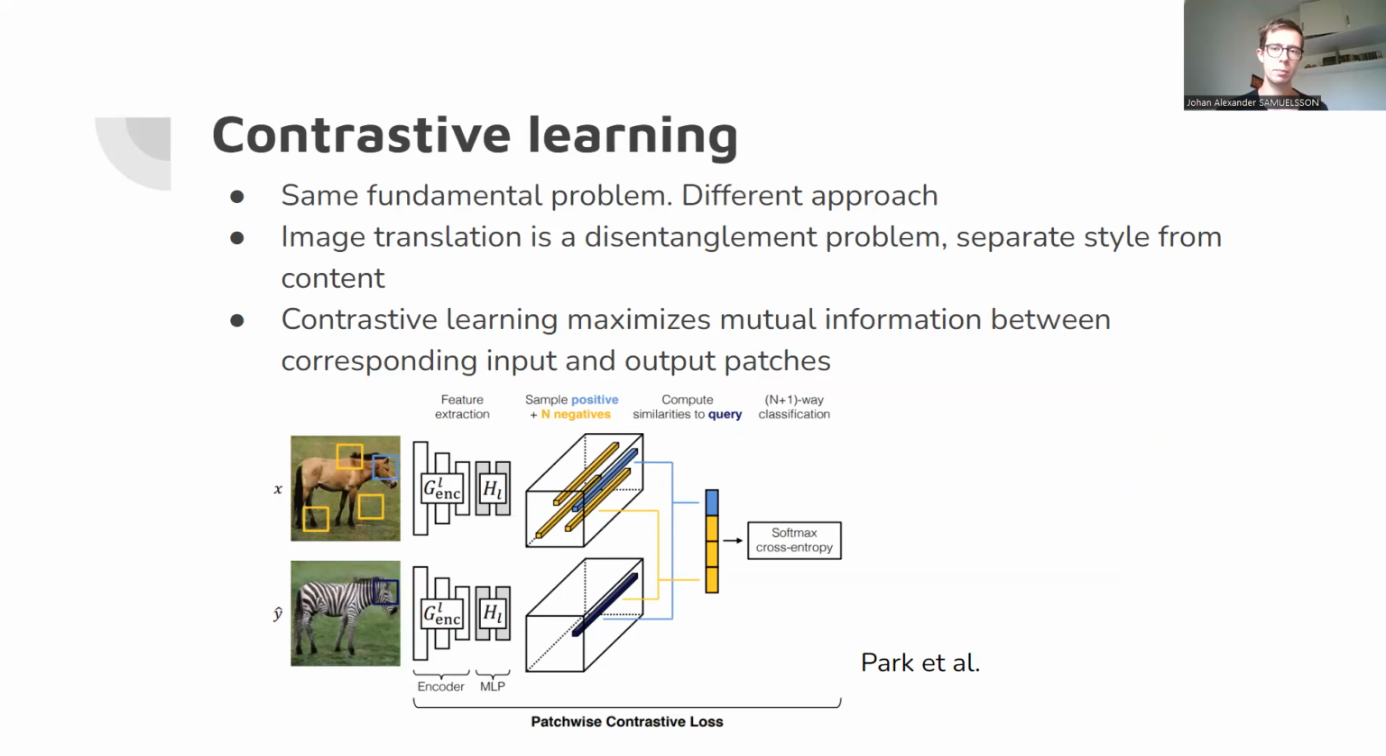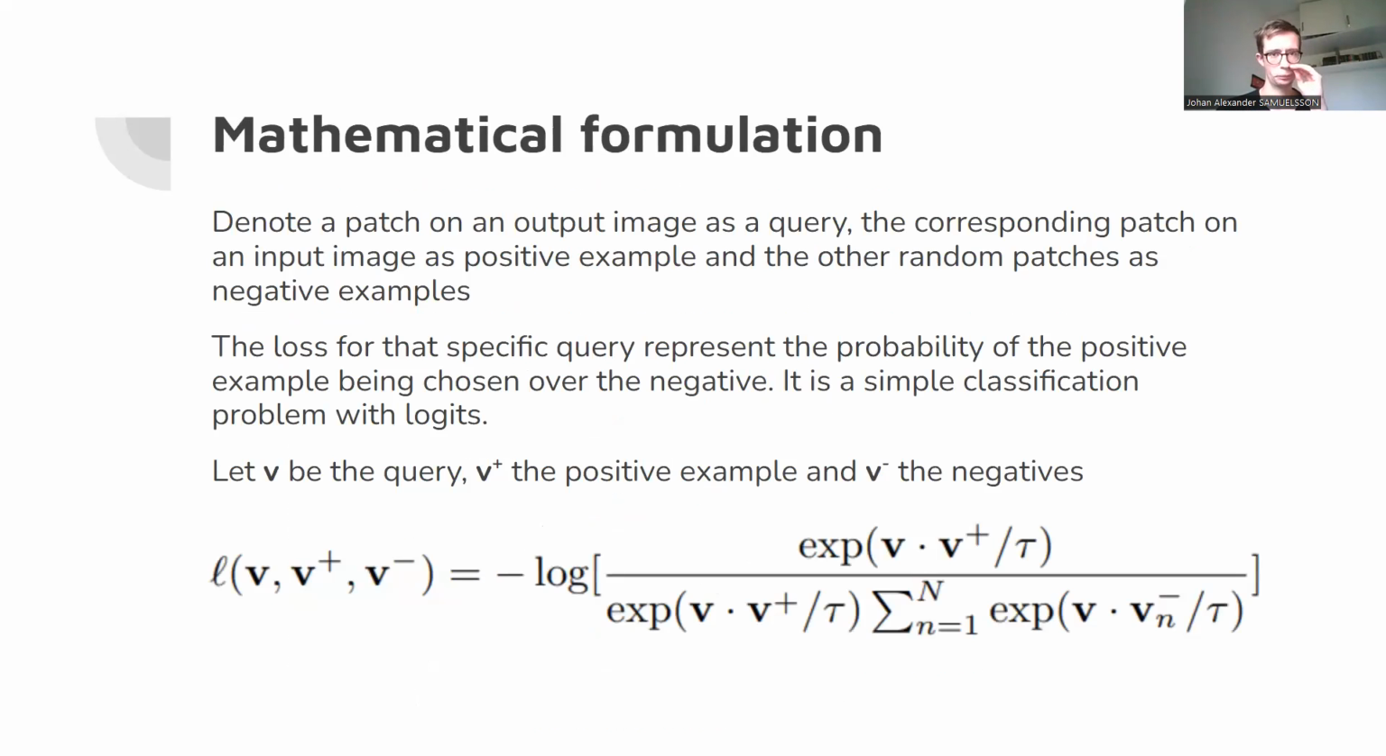Here we try to maximize the mutual information between corresponding input and output patches. So for an input image and an output image, we take a patch that's the same, and then we take a bunch of random patches on the input image, and we want the corresponding patches to have the same look. And mathematically, we formulate it as this. We have a query, which is the patch on the output image. We have a positive example, which is the corresponding patch on the input, and then a bunch of negative examples, which are the random patches.